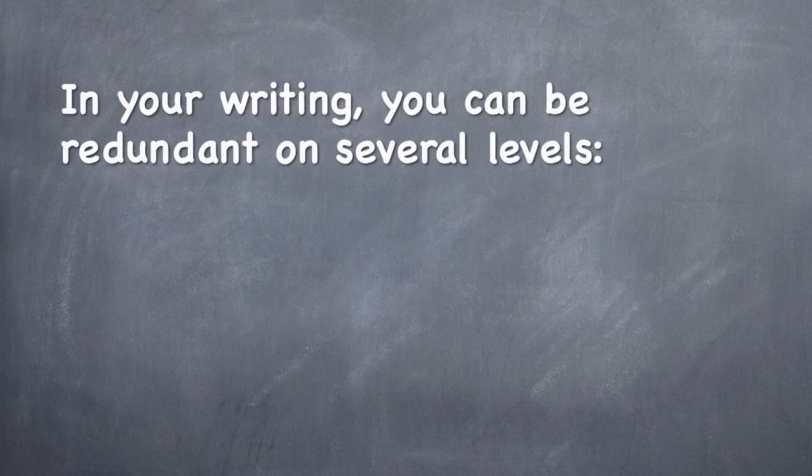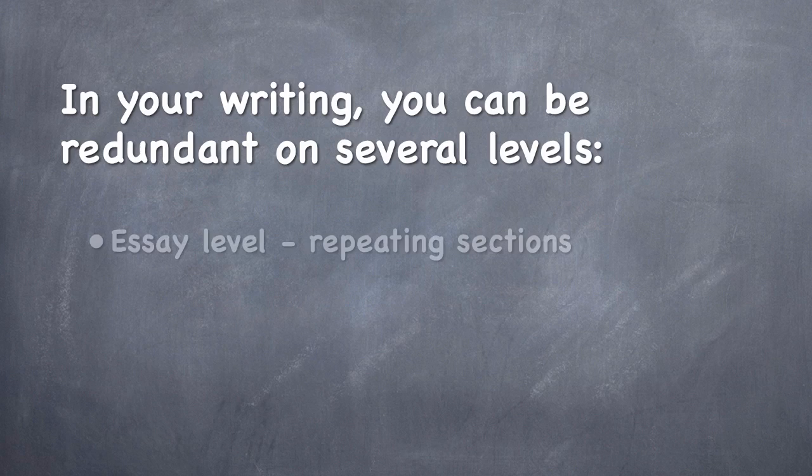Now, in your writing, you can be redundant or repetitious on several levels. The first level is the essay level, when you repeat whole sections. And this happens all the time, and I see it in student writing all the time, when the student will say something in one part of the essay, and it will be a whole section devoted to this little particular subject. And then, looking for more words, more pages, the student will pretty much repeat the same thing he already said, and he will repeat the whole section. And we're talking hundreds of words sometimes, so that's the extreme case. But it happens all the time.